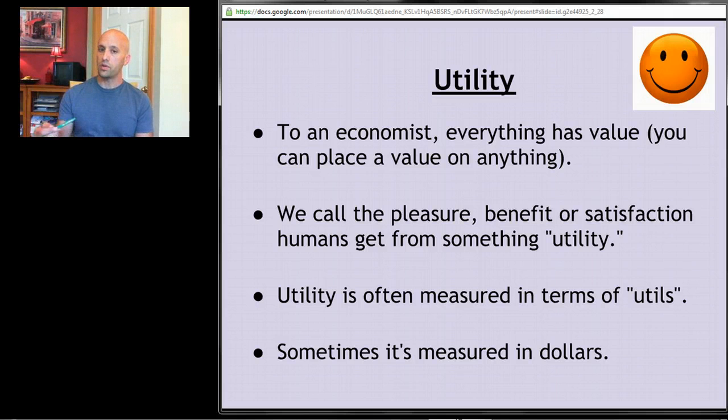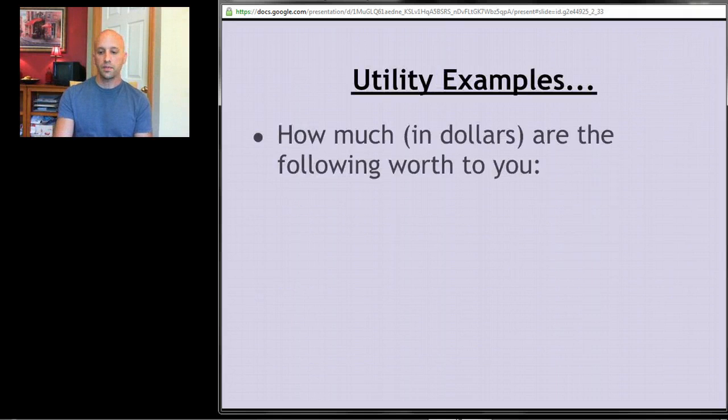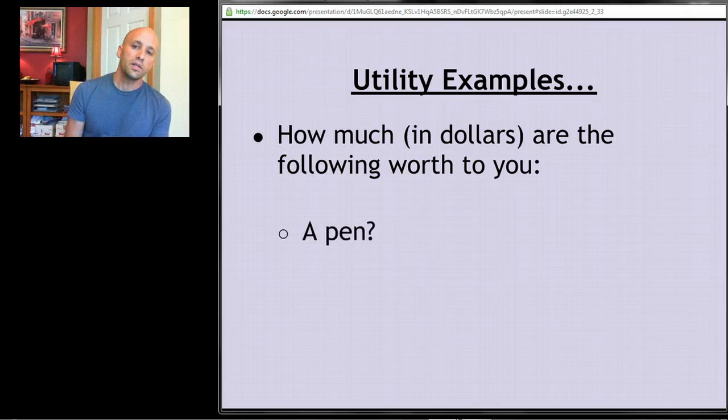And I'm going to push you to the point that gets uncomfortable for some people, but I'm going to suggest to you that you can pretty much measure anything in dollar terms. All right, so I'll give you some examples. If I wanted to figure out in dollars how much the following were worth to you, I might go about it like this. Let's say a pen. You're holding on to a pen. I want to know how much your pen is worth to you.